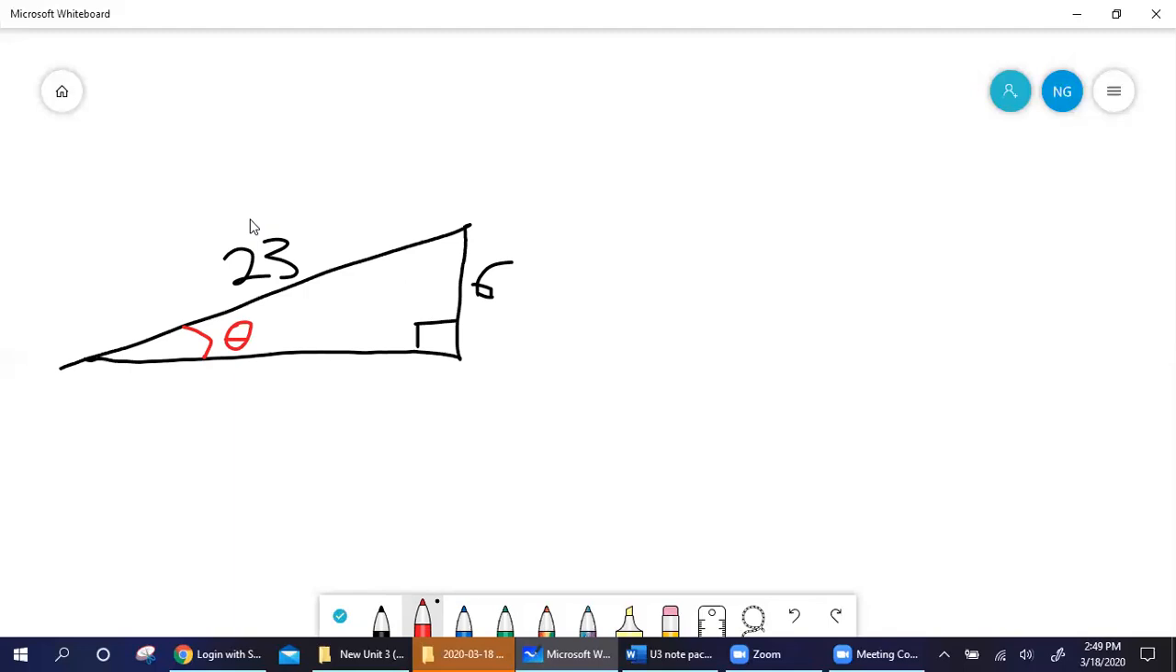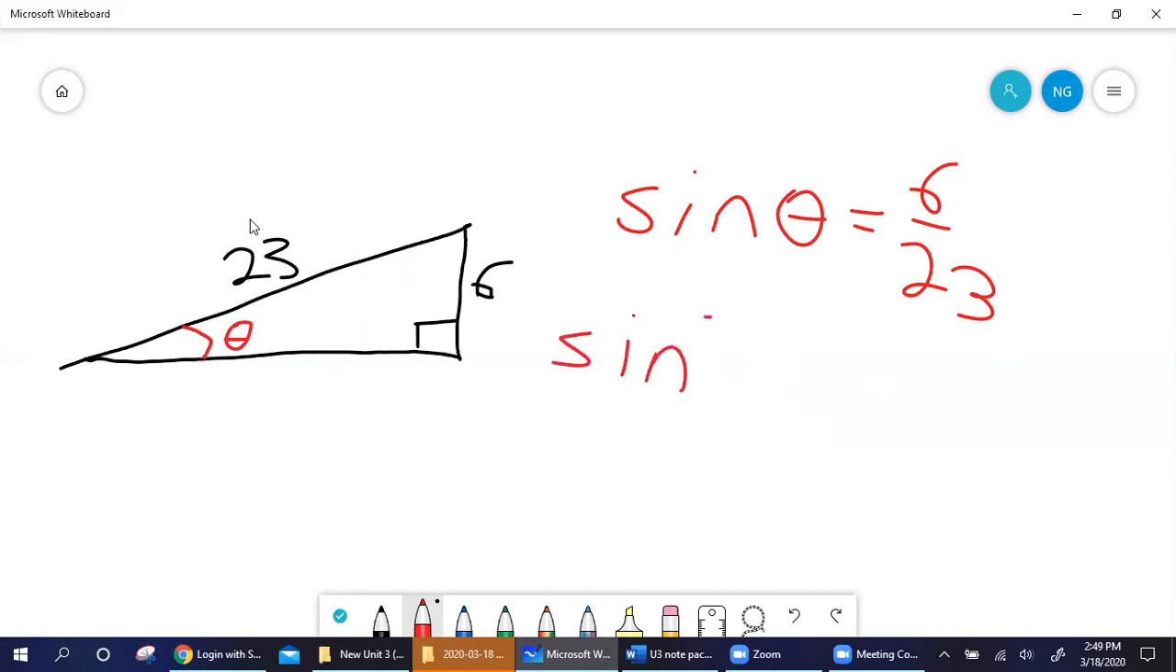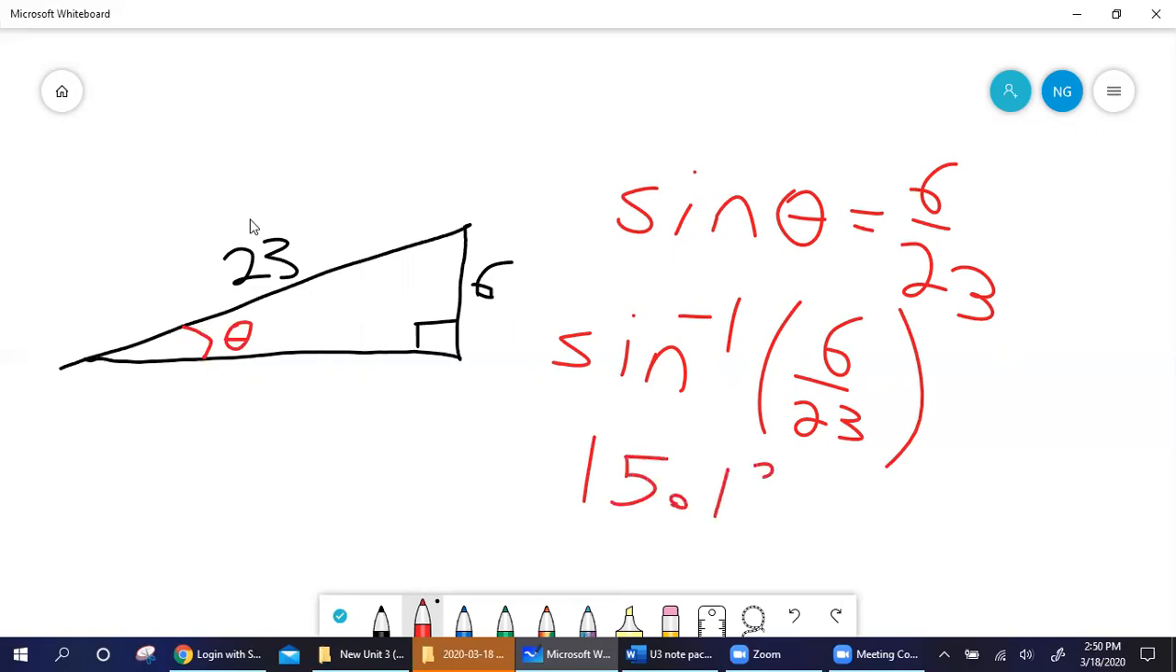So this is going to be that inverse trig again, but I'm still using SOHCAHTOA thinking. This is going to be sine. So sine of theta is opposite over hypotenuse. And like we did on the first problem in this group, I will then just take the inverse sine of 6 over 23. And that'll give my angle. It's about 15.1 degrees.